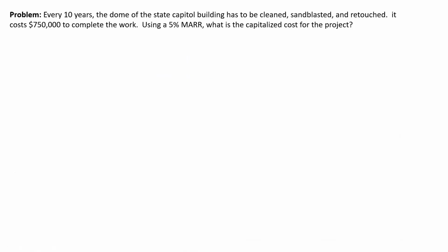Every 10 years, the dome of the state capitol building has to be cleaned, sandblasted, and retouched. It costs $750,000 to complete the work. Using a 5% minimum attractive rate of return, what is the capitalized cost for the project? Okay. Now you can see, this makes sense. Every 10 years you would need to do some maintenance work on the state capitol building, right? Okay, so how do we do this?